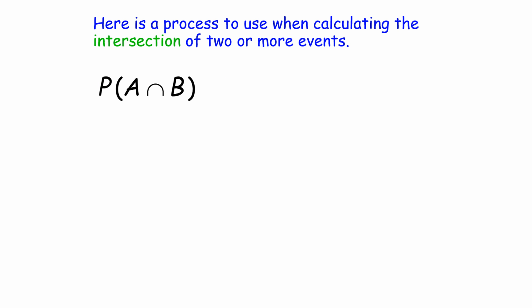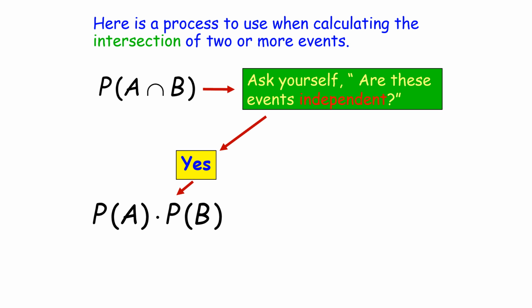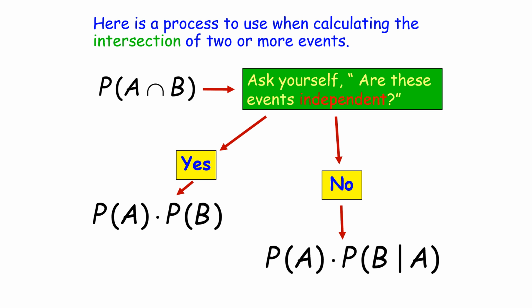Here's a process to use when calculating the intersection of two or more events. If we have the probability of A intersected with B, or A and B, you need to ask yourself, are these events independent? If the answer is yes, then you're going to take the probability of A and multiply it with the probability of B. But if the answer is no, then you're going to take the probability of A and multiply it with the probability of B given A. Let's do an example.